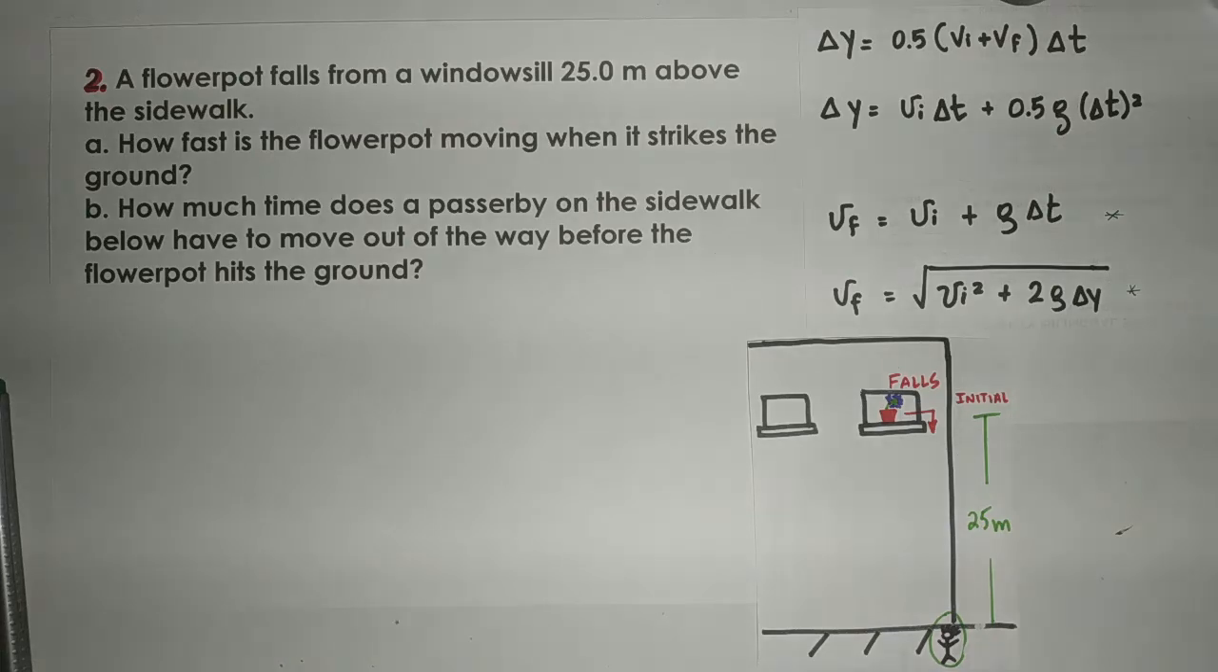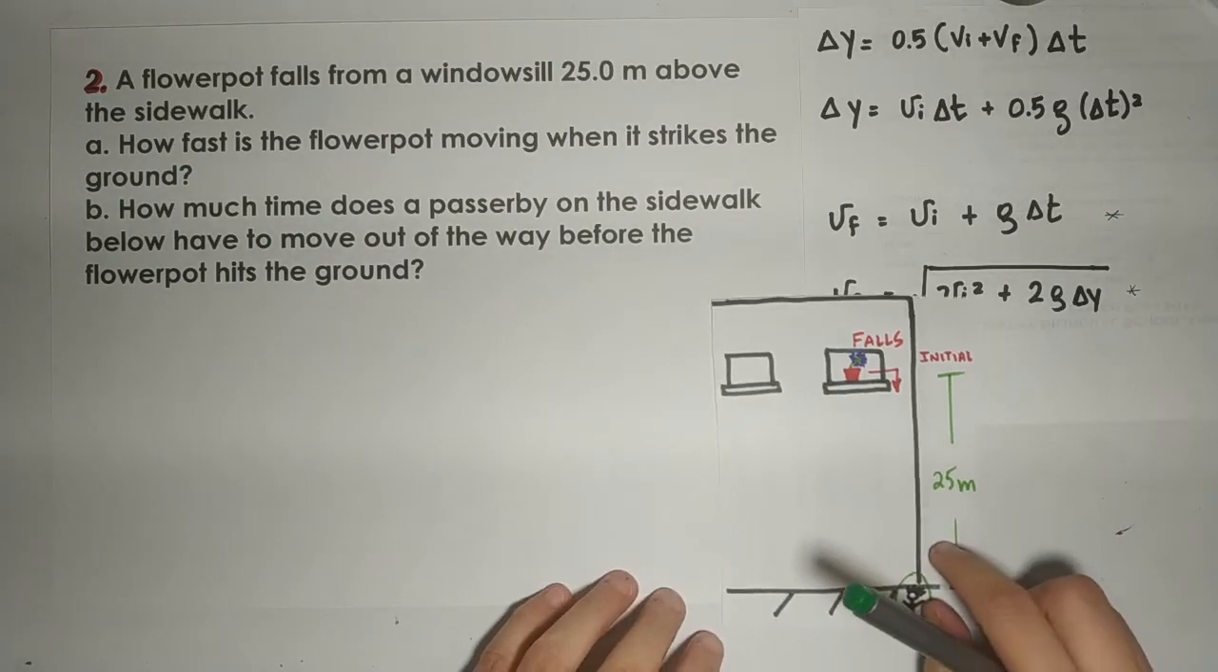Now let's do one more example. A flower pot falls from a windowsill 25 meters above the sidewalk. How fast is the flower pot moving when it strikes the ground? How much time does a passerby on the sidewalk below have to move out of the way before the flower pot hits the ground?